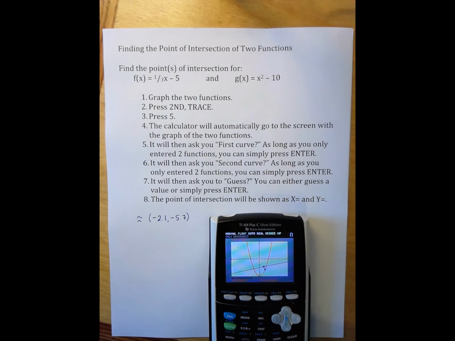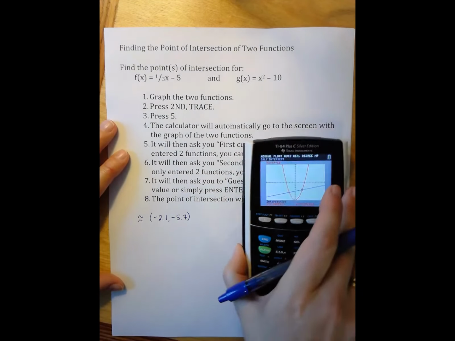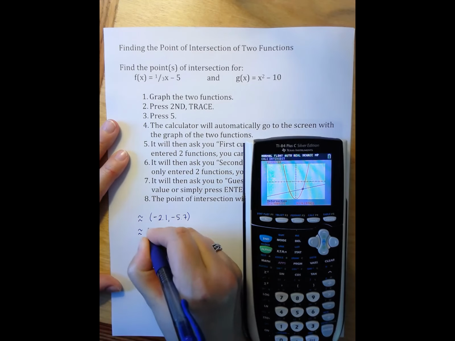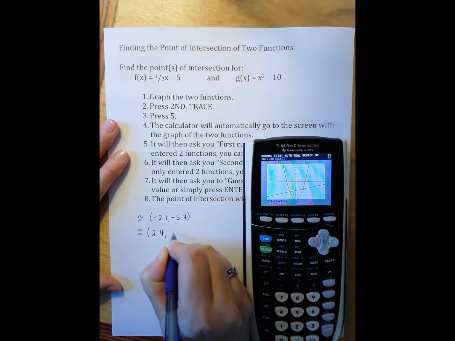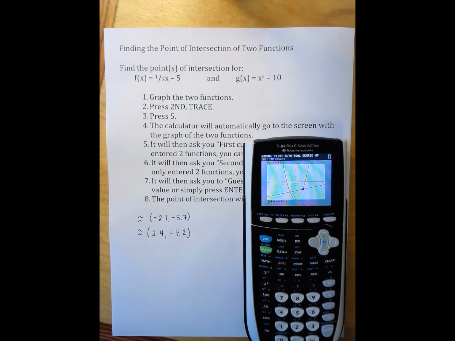So I am now set up so that I have my second curve and I'm pretty close to the second point of intersection. So I press enter. Again, it asks me if I care to guess. I don't, so I press enter again. And now I have my second point of intersection, which again is an approximate. It's not exact. It's approximately 2.4 comma negative 4.2. So there are my 2 points of intersection for these two functions.